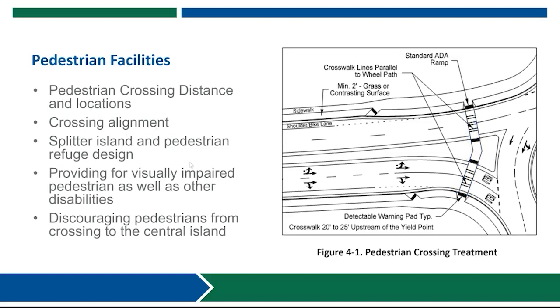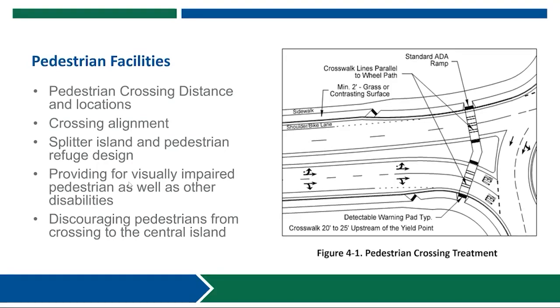We discussed on the previous slide some of the considerations related to splitter island and pedestrian refuge design, making sure that we have at least a minimum of 6 feet in order to provide for ADA. We also want to think through some of the visually impaired pedestrian elements. This topic gets into a lot more detail in terms of some of the navigation needs of visually impaired pedestrians around the roundabouts. And generally, we want to make sure that the visually impaired pedestrians are able to locate the crossing, that the ramps and the detectable warning surfaces help to align those pedestrians with the crossing, that they have the cues to get across.